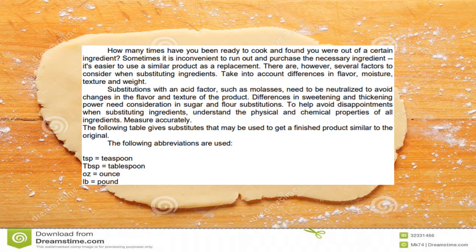Measure accurately. The following table gives substitutes that may be used to get a finished product similar to the original. The following abbreviations are used: TSP or teaspoon, TBSP or tablespoon, OZ for ounce, and LB for pound.